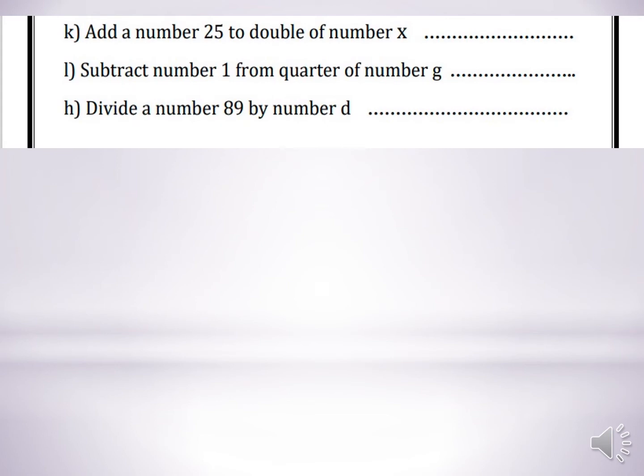Letter K, add 25 to double of number x. So first, I have here add. Add is the keyword for plus. Number 25, this is my number 25. Double, what's the meaning of double? Double means times 2. Double means times 2 of the number x. So double x means 2x. So it will be 25 plus 2x.